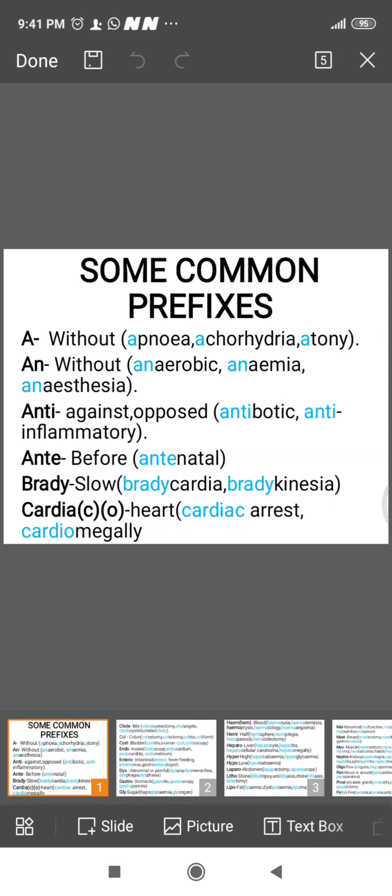Another one we have here is anesthesia, an means without, while esthesia means feeling, without feeling, and it's used when a local or general anesthesia is being given to a patient to lose consciousness.